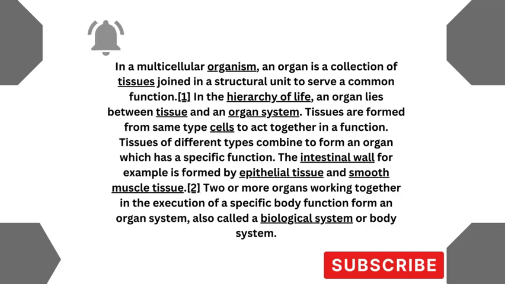In a multicellular organism, an organ is a collection of tissues joined in a structural unit to serve a common function. In the hierarchy of life, an organ lies between tissue and an organ system. Tissues are formed from same-type cells to act together in a function. Tissues of different types combine to form an organ which has a specific function. The intestinal wall, for example, is formed by epithelial tissue and smooth muscle tissue. Two or more organs working together in the execution of a specific body function form an organ system, also called a biological system or body system.